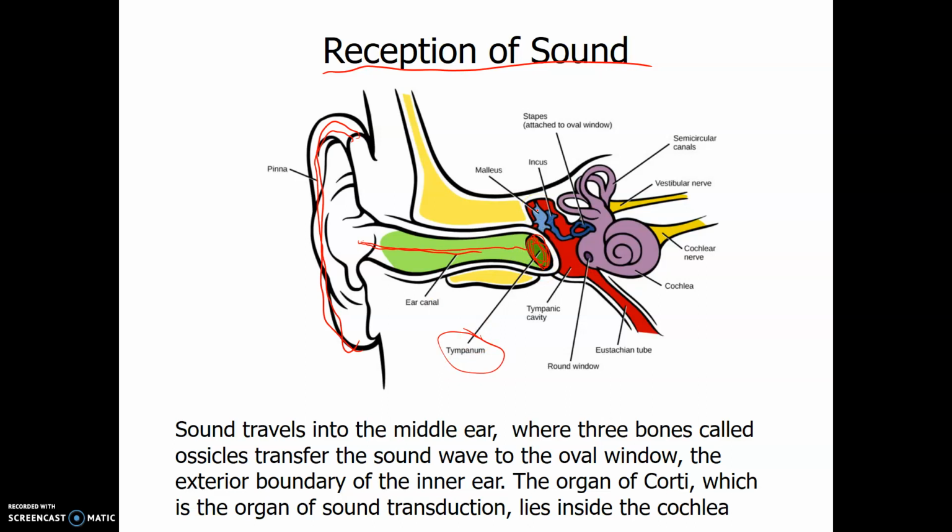Okay, so sound travels from the eardrum into the middle ear, and basically it's because that eardrum causes pressure on the ossicles, and the ossicles are these three bones: the malleus, the incus, and the stapes. And those bones are vibrated by the tympanum, which is also called the tympanic membrane.